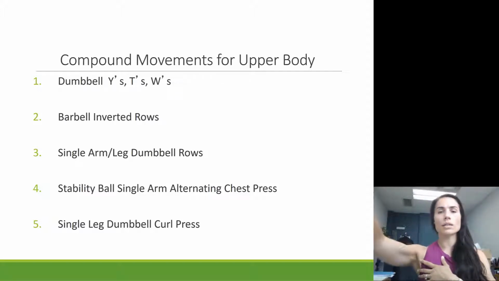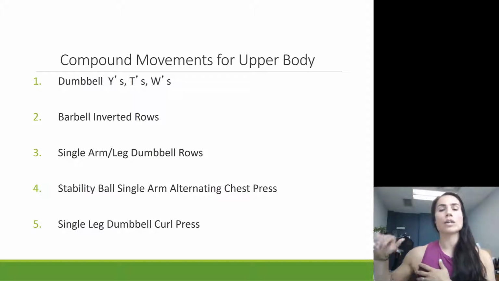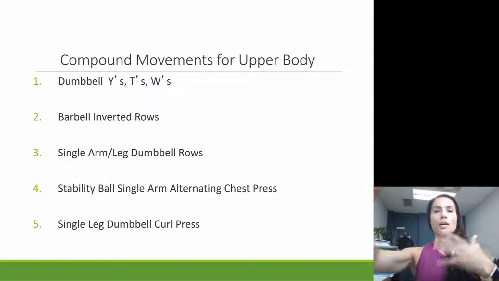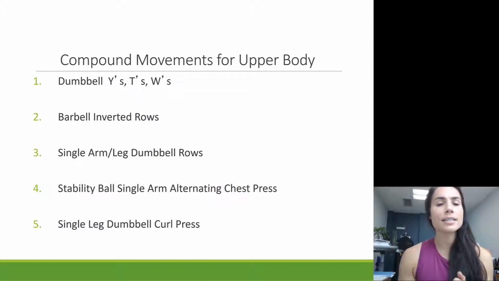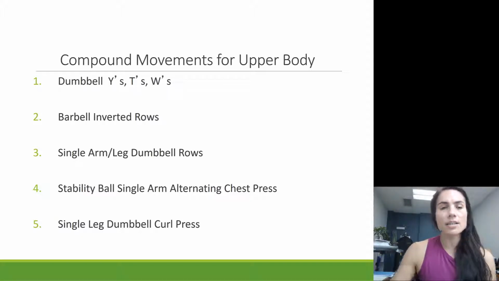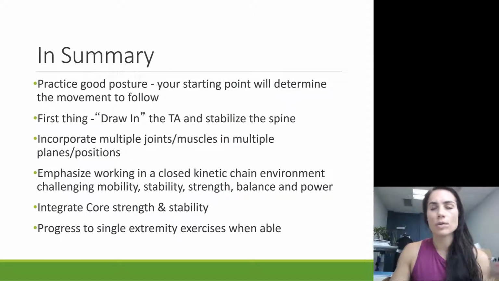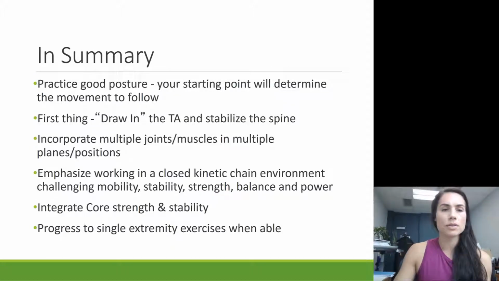Because the second you go here, what has to stabilize? If you're doing an alternating chest press, automatically that left side of your shoulder is going to have to stabilize, as is your right, to make sure that we don't overcompensate and ruin our posture. And then single leg dumbbell curl press. So again, just a lot of examples of how you can work those shoulder joint muscles.